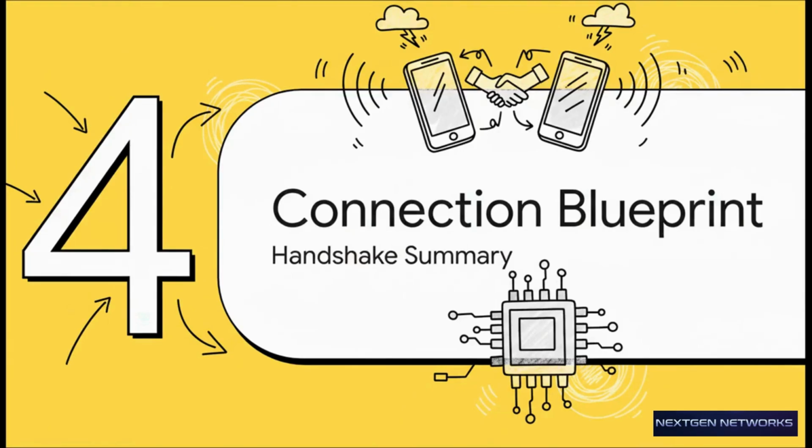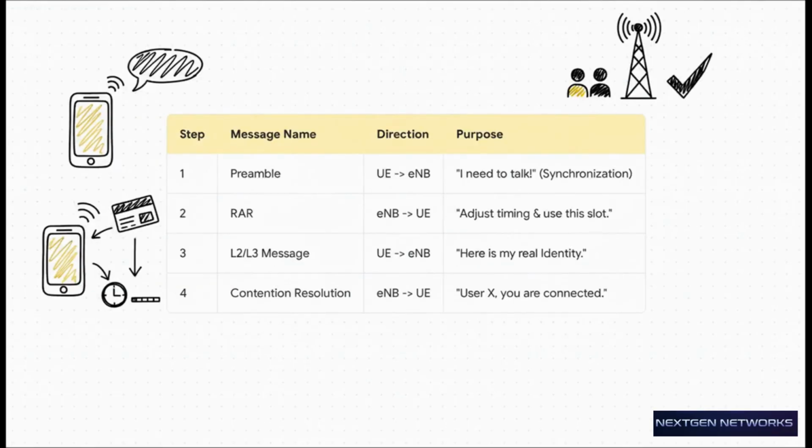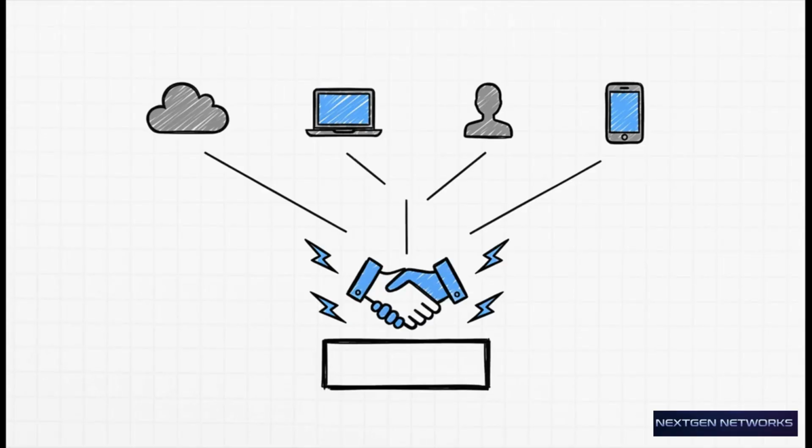So let's put this all together. Let's look at the final blueprint for this incredible, high-speed negotiation that's happening thousands of times a day, probably right there in your pocket. This table really sums it all up, doesn't it? You see the terms we've been using, UE for your phone and eNB for the tower. Step 1, the preamble, is the phone just saying, I need to talk. Step 2, the response from the tower, is, okay, adjust your timing and use this slot. Step 3 is the phone finally revealing, here's who I really am. And step 4 is the tower saying, got it. User X, you're connected.